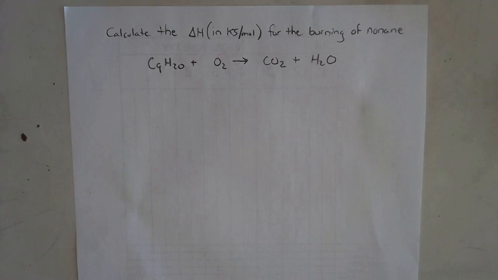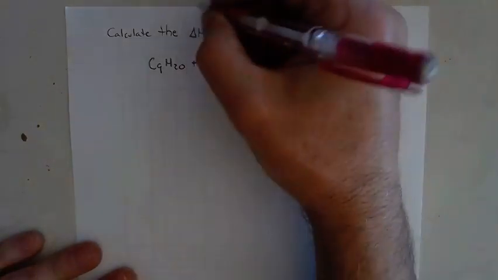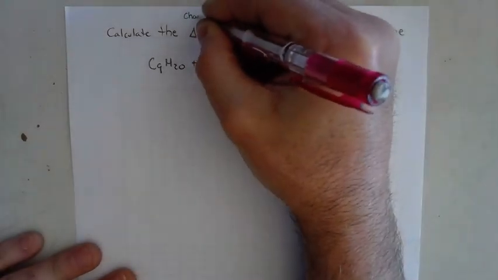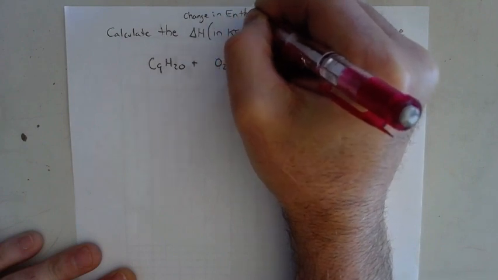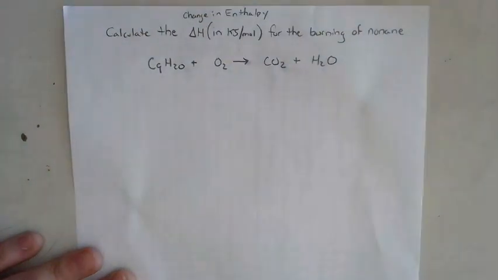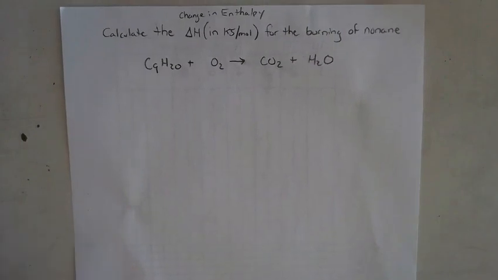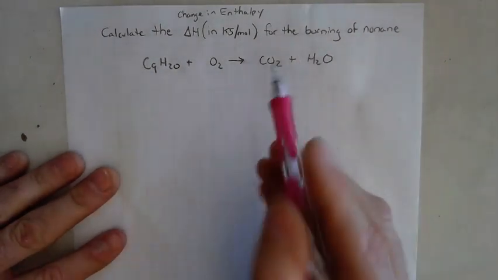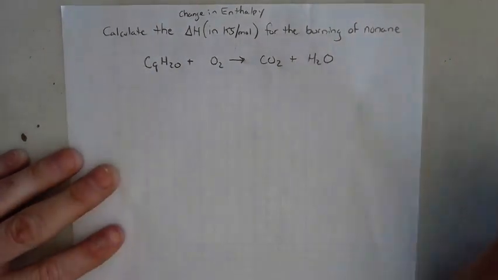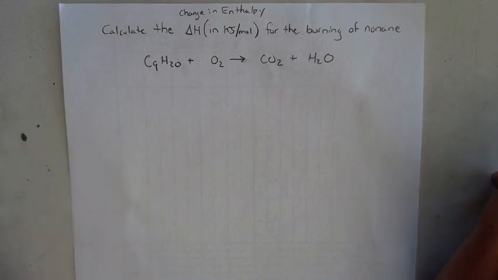Now, a typical question might look something like this that says, calculate the delta H, which is the change in enthalpy, in kilojoules per mole for the burning of nonane. Now, nonane happens to be right here. This is the combustion of it, and an unbalanced chemical equation is provided.